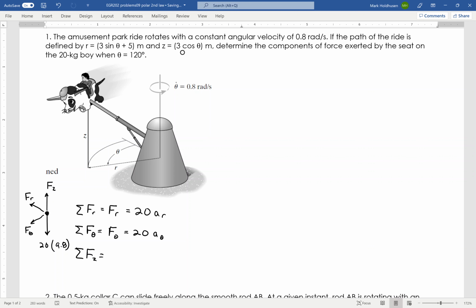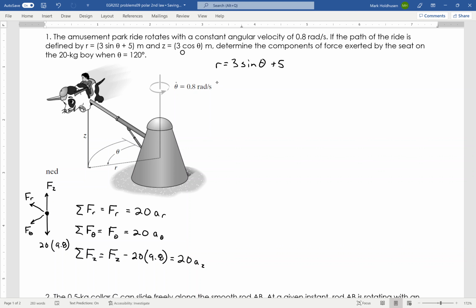Same thing with the z direction. The only difference is now I not only have the seat, but the weight of the boy as well. So that's the negative 20 times 9.8, and that's going to equal the acceleration in the z direction, which will be 20 times a_z. So now I need to calculate a_r, a_theta, a_z, and that's going to be done using r dot, theta, theta dot, all that good stuff. So again, r is given as 3 sine theta plus 5.